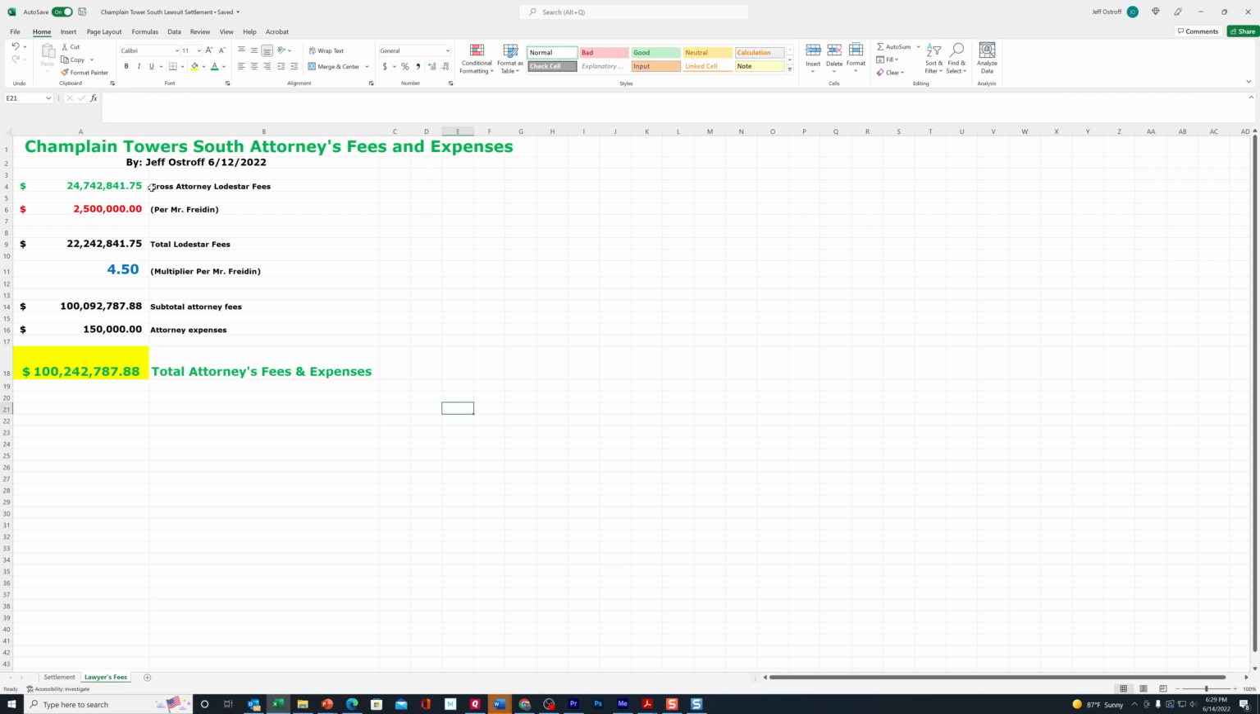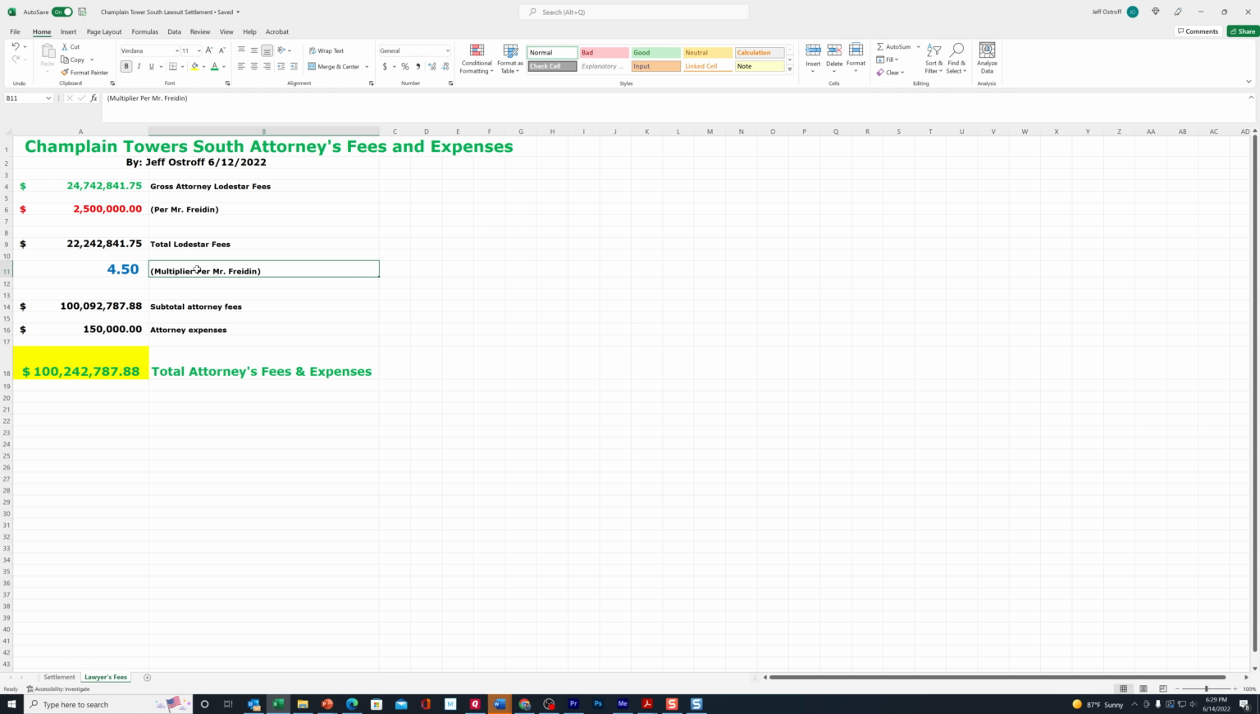They itemized in there that the gross attorney lodestar fees right here are $24.7 million. And then Mr. Frieden, who was a judge brought in to examine all of the numbers and propose a fair settlement amount to the court, said he wanted to reduce this by $2.5 million because he felt there was excessive billing going on because they were spending too much time on the phone with clients. So that reduces your total lodestar fees here to $22.2 million.